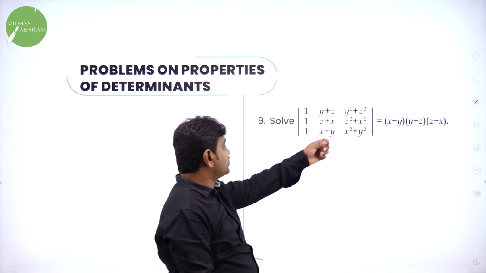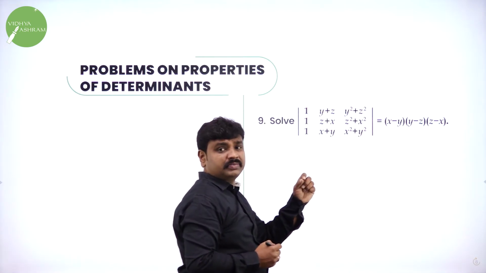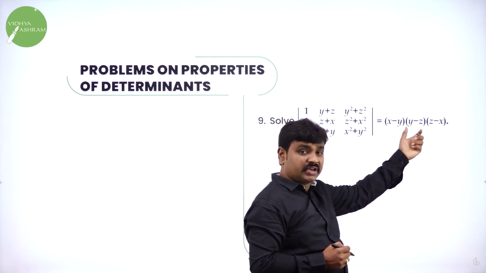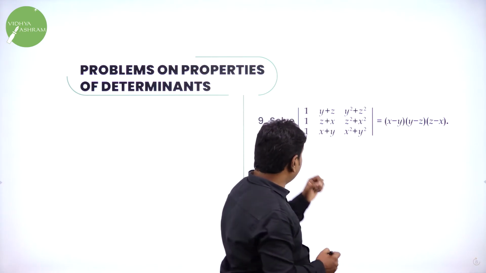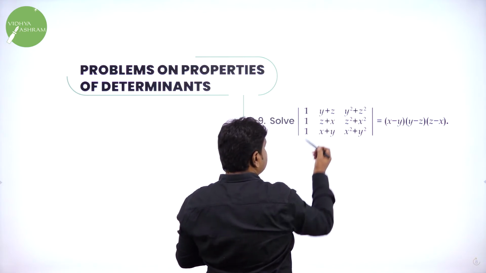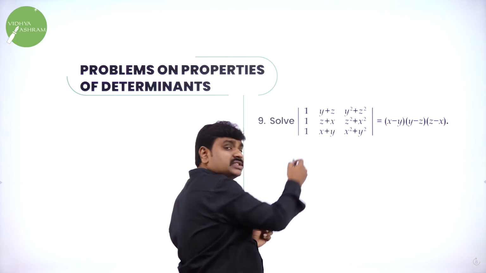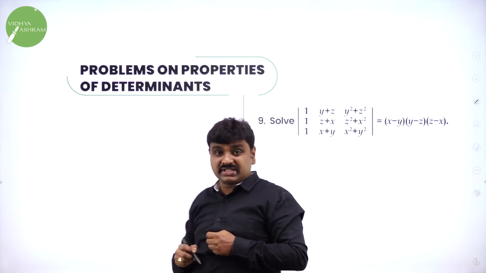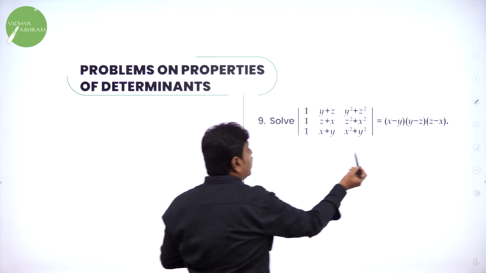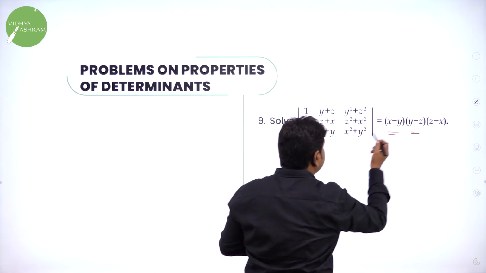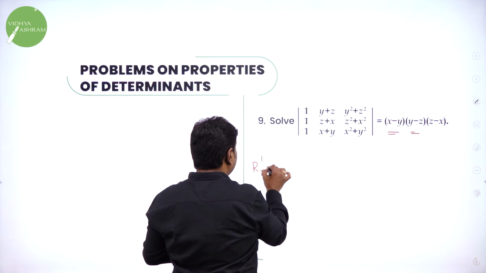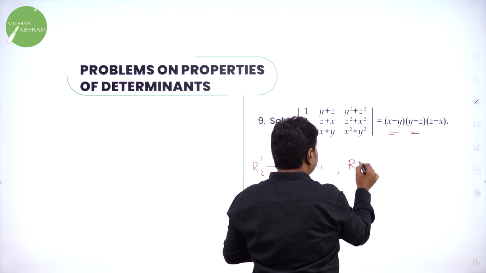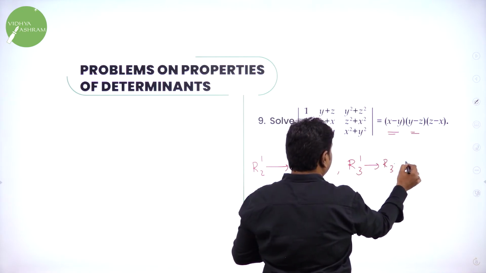They are asking you to prove x minus y. Observe this problem. To solve this problem, first you observe the RHS. In the RHS you have x minus y, y minus z, z minus x. If I want x minus y, x is in the second row, y is in the first row. So we'll take the LHS and take a decision depending on the RHS. In the RHS, x minus y, y minus z is there. So what I'll do: R2 dash is R2 minus R1, R3 dash is R3 minus R1.